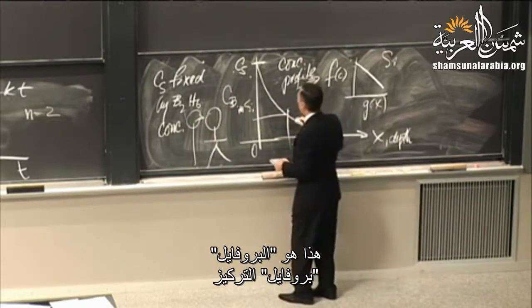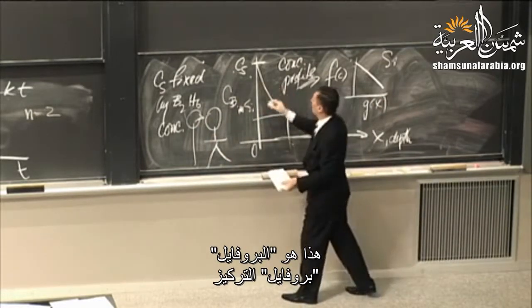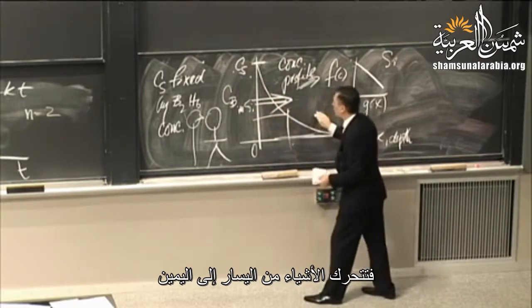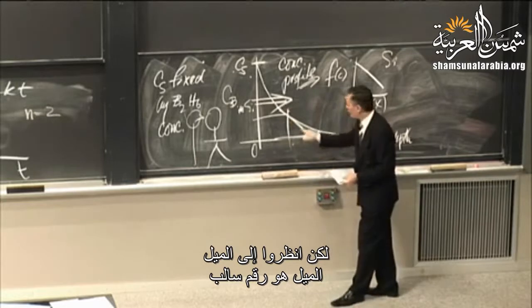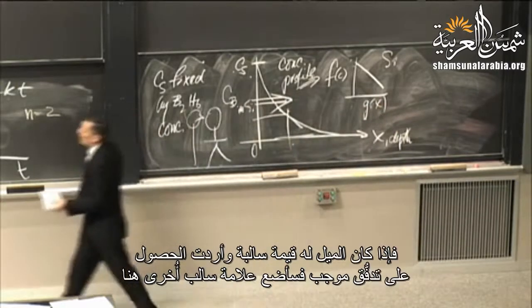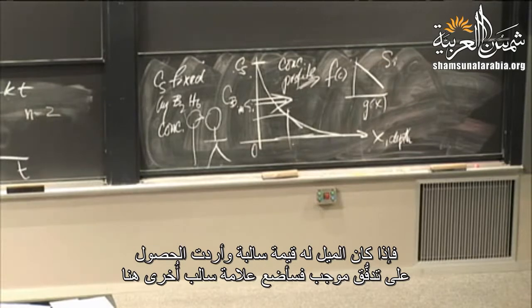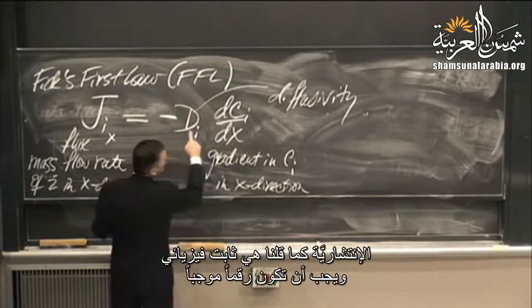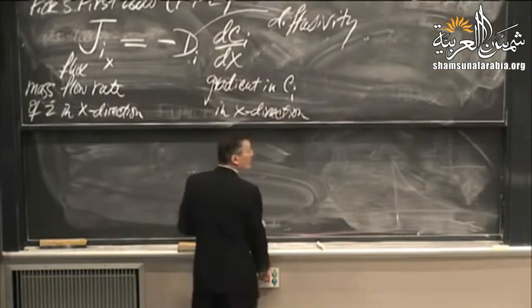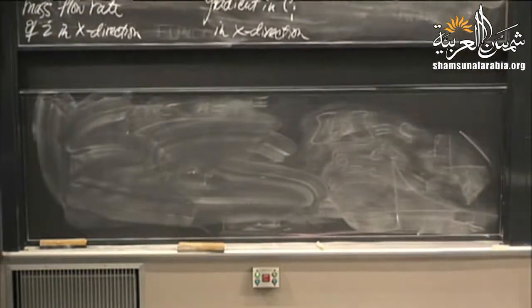Okay, concentration profile, obviously the concentration is higher to the left, so things are moving from left to right. But look at the slope. The slope is a negative number. So if the slope is a negative number, but I want to get a positive flux, I need to have the minus sign in here. The diffusivity is a physical constant. It has to be a positive number. So this is Fick's first law.